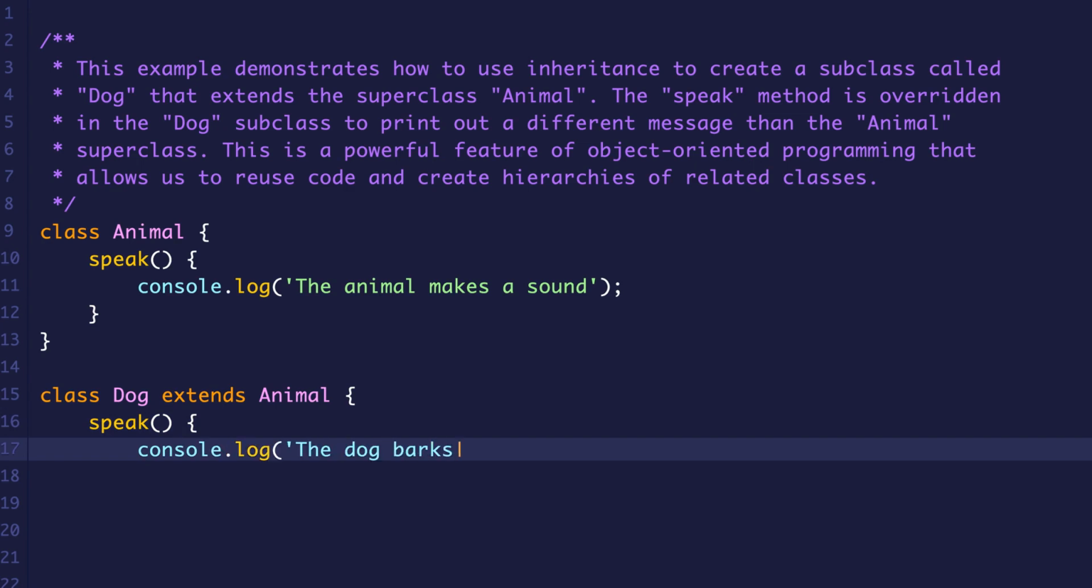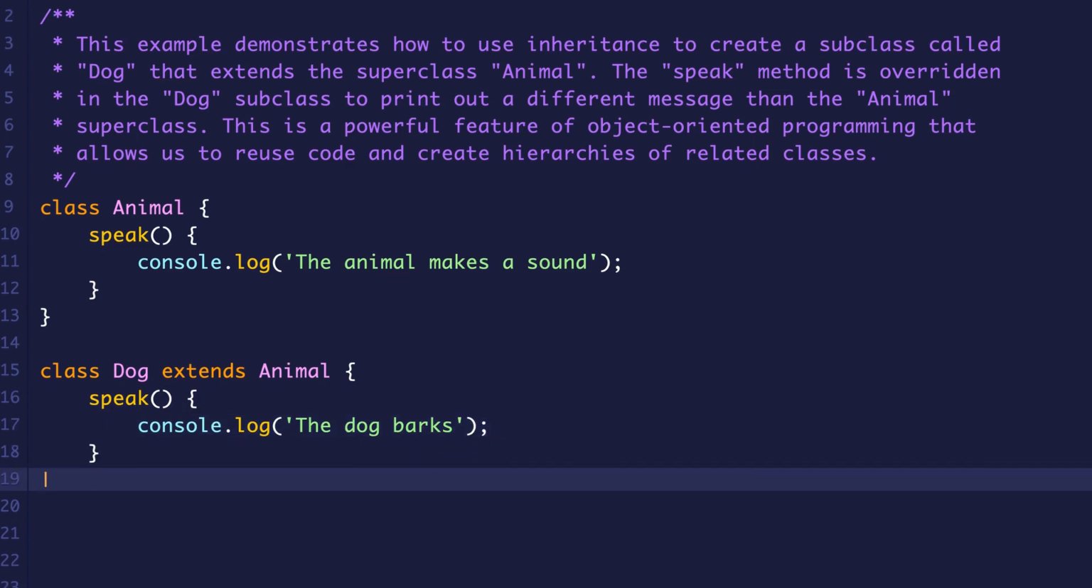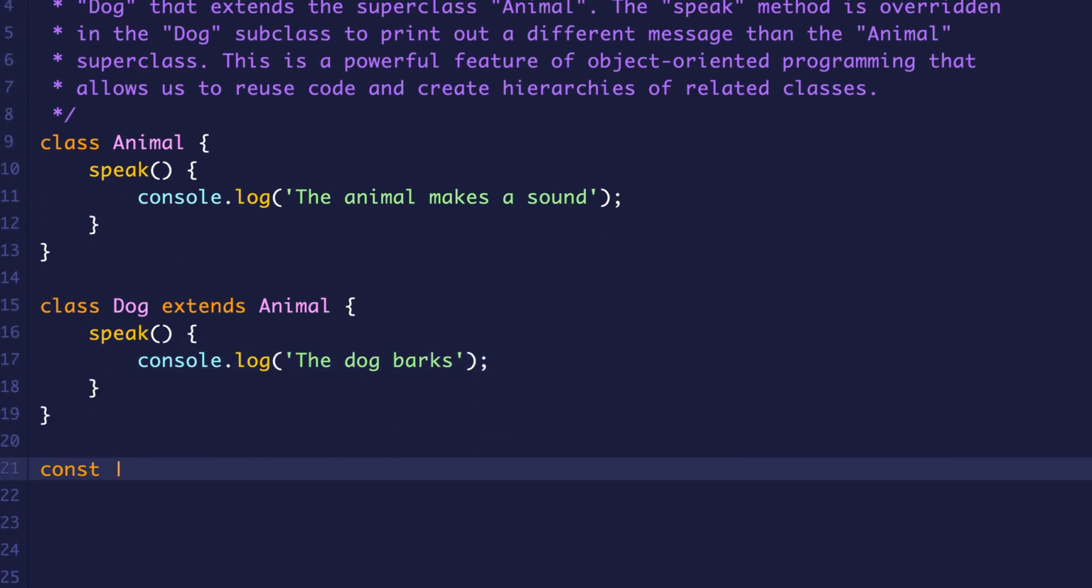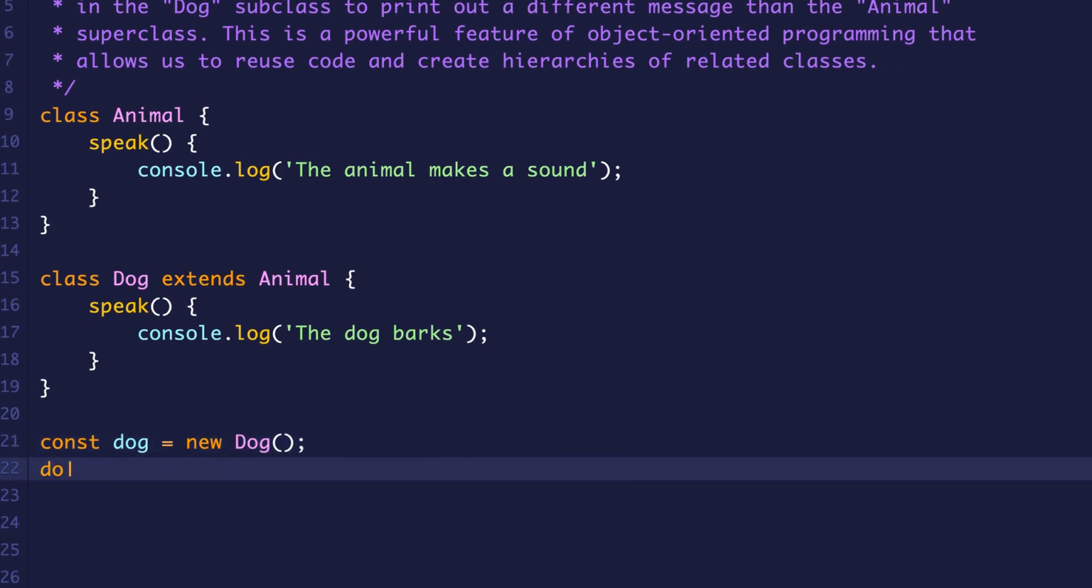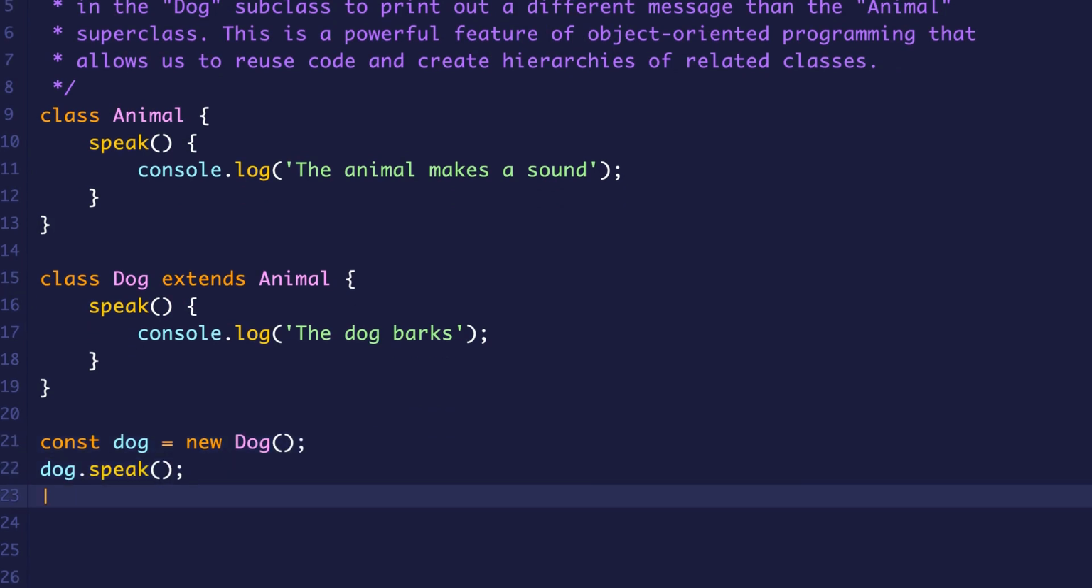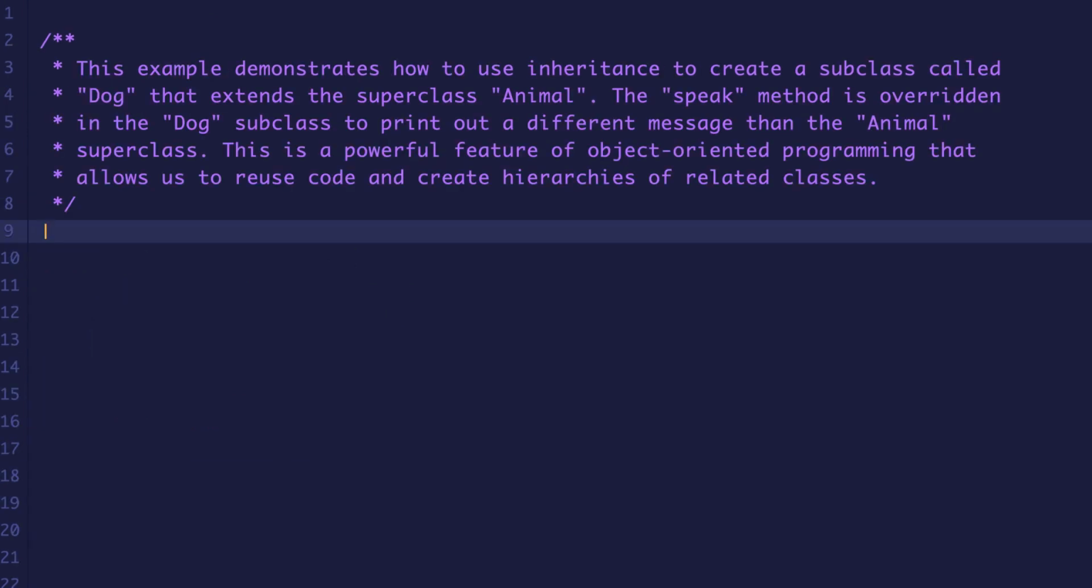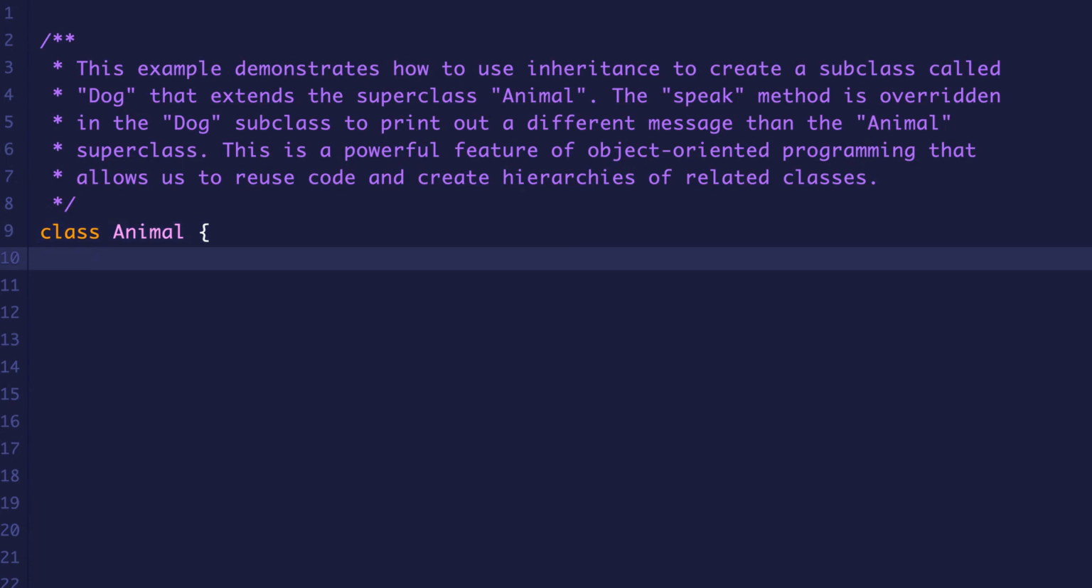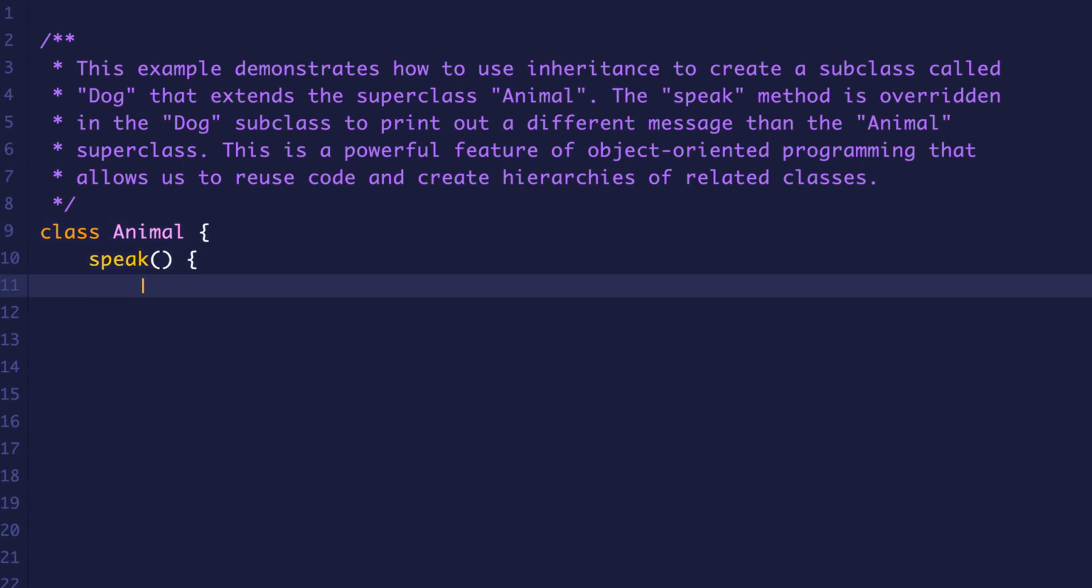abstraction. This example demonstrates how to use inheritance to create a subclass called Dog that extends the superclass Animal. The speak method is overridden in the Dog subclass to print out a different message than the Animal superclass. This is a powerful feature of object-oriented programming that allows us to reuse code and create hierarchies of related classes.